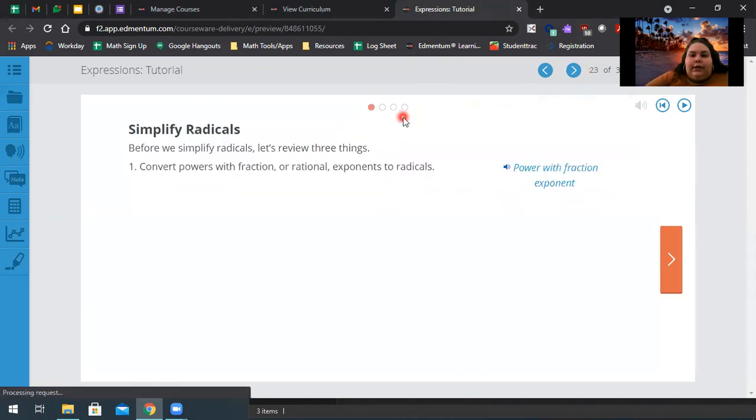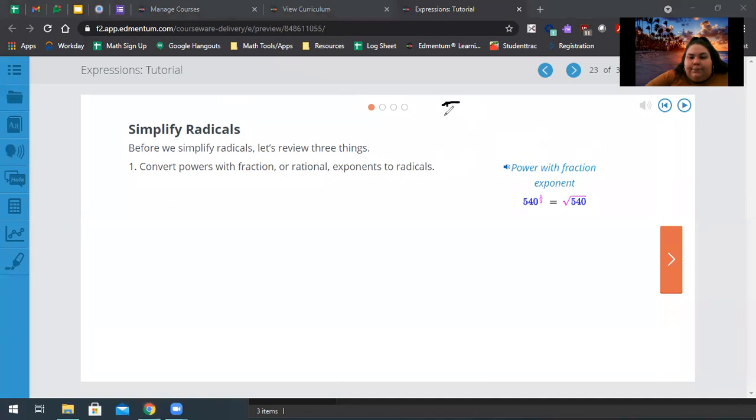Moving on to slide 23. Before we simplify radicals, let's review 3 things. Convert powers with fractions and rational exponents to radicals. So if we're given a problem like 540 raised to the 1/2 power, they want to take the square root of it instead. So we just did a little conversion there. Remember, there's an invisible 2 out here and the 1 right there.